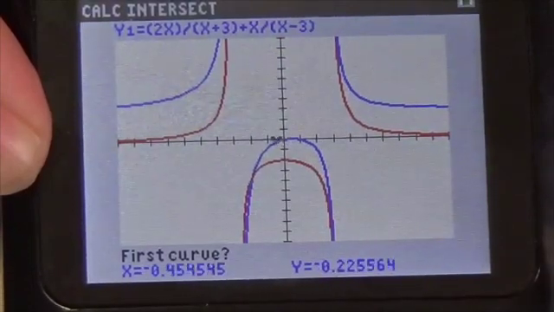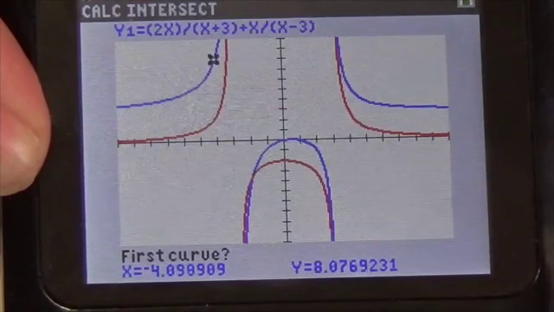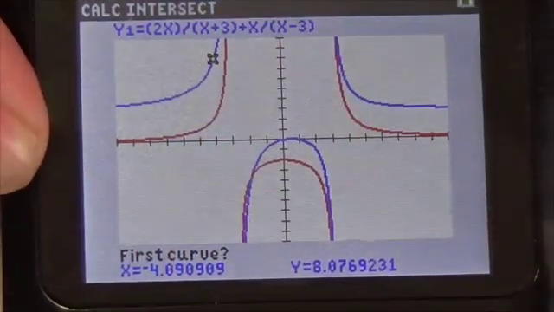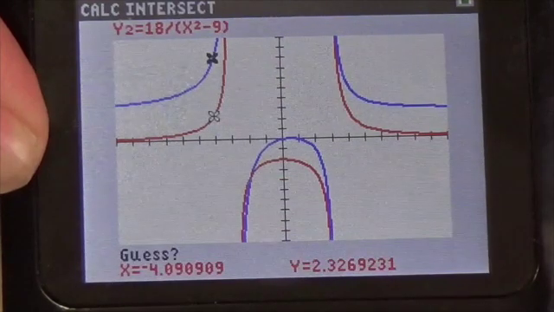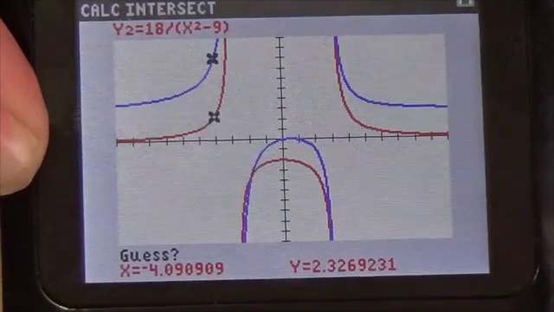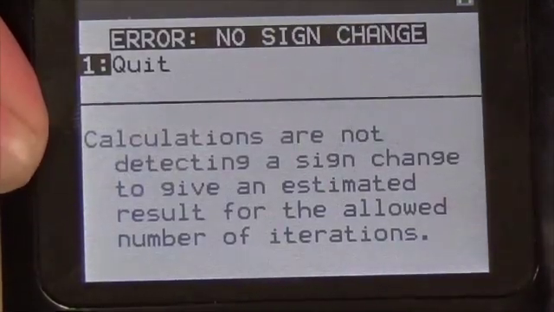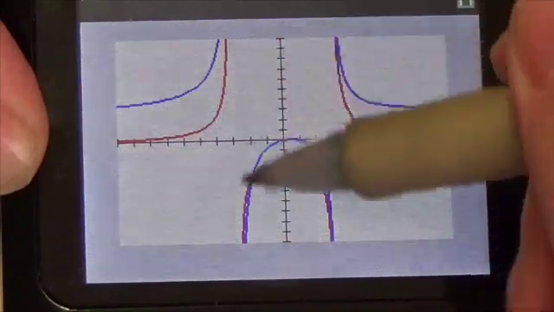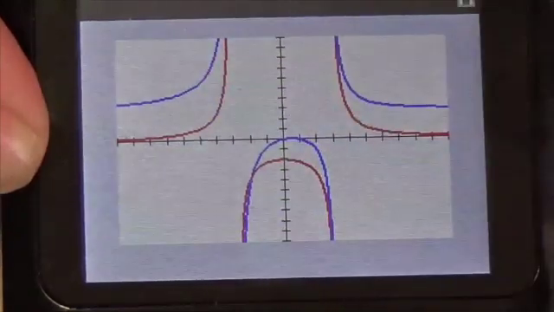Now, I'll tell you what, we're going to come over here first. We're going to come past the asymptote. I'll press enter, enter. Now, what that has done is chosen the first curve, the second curve. I'm going to press enter past the guess. No sign change. Okay, what that means is to the left of that vertical asymptote, these guys never cross.